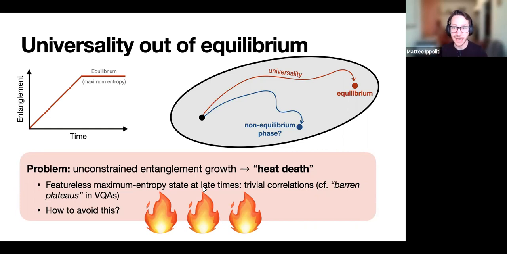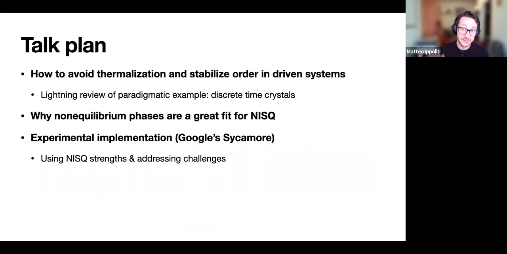And the challenge is, how can we potentially avoid this ultimate heat death and have such interesting correlations in late-time states? There are different paradigms that have been proposed for achieving this in various settings, but the plan for the rest of this talk will be to review one of these paradigms, which is eigenstate order as defined within the paradigm of many-body localization. So that'll be the first part, and I'll in particular emphasize the paradigmatic example of discrete time crystals.